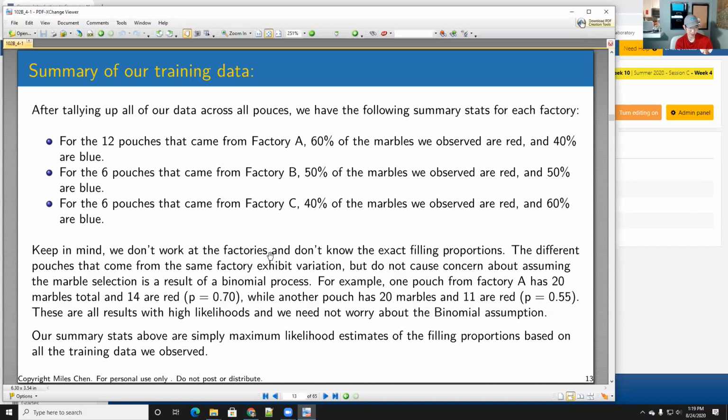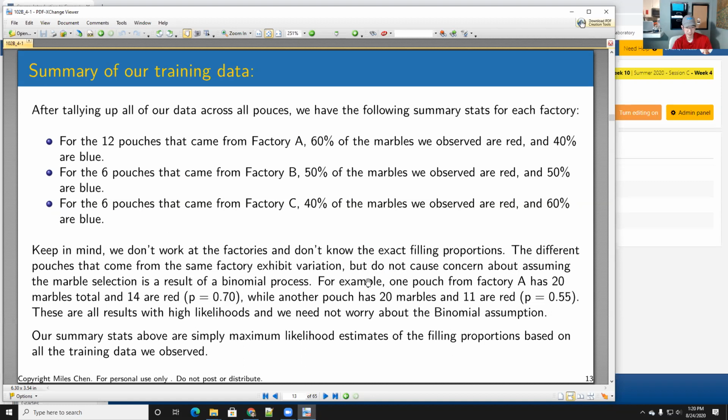It's possible that the factories all use the same proportions, or that they're different. Different pouches from the same factory exhibit variation, but that doesn't cause us concern about assuming the marble selection is the result of a binomial process. For example, one pouch from factory A might be 40% red and another 55% red. These are all high likelihood outcomes, so we're not going to worry about the binomial assumption.